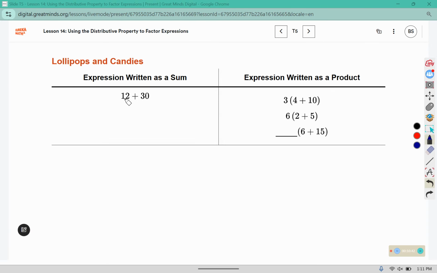How many bags would we make if there were 6 lollipops in each bag and 15 candies in each bag? Well, 2 times 6 is 12, and 2 times 15 is 30. So in this expression, there are only 2 bags.